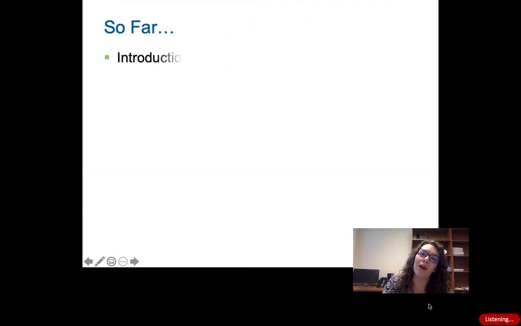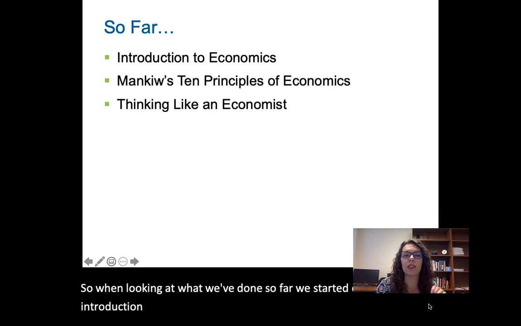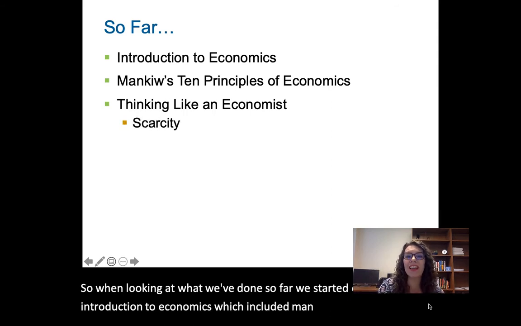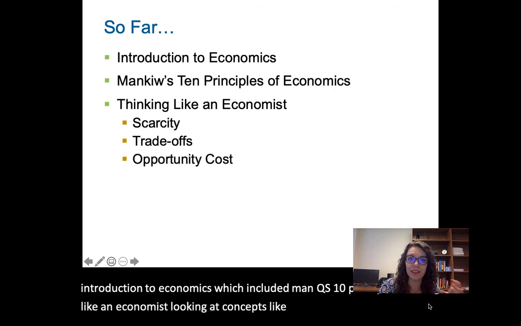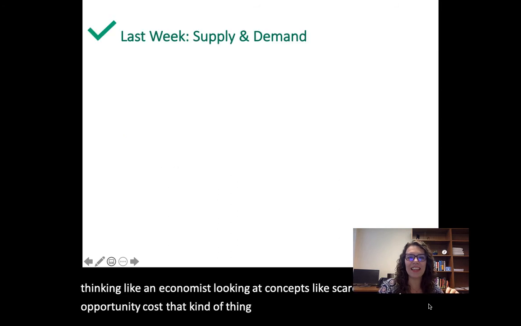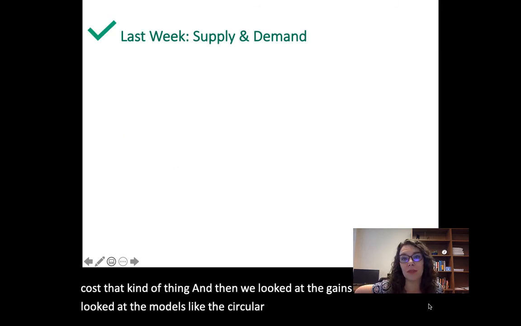So in looking at what we've done so far, we started out with our introduction to economics, which included Mankiw's 10 principles, thinking like an economist, looking at concepts like scarcity, opportunity cost, that kind of thing. And then we looked at the gains from trade. We looked at the models like the circular flow model, the production possibilities frontier.